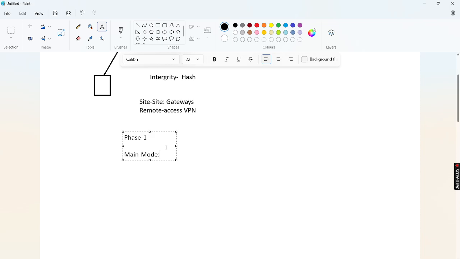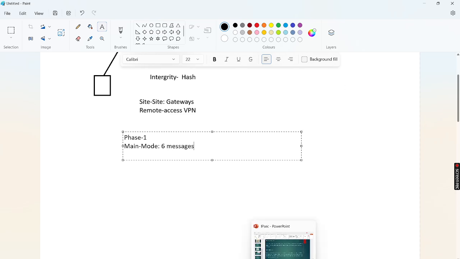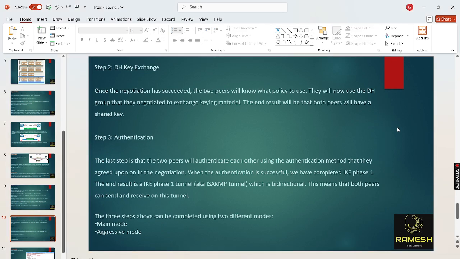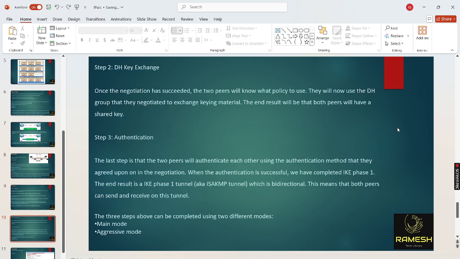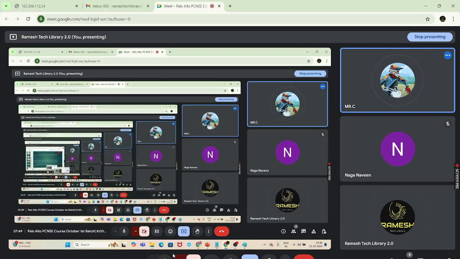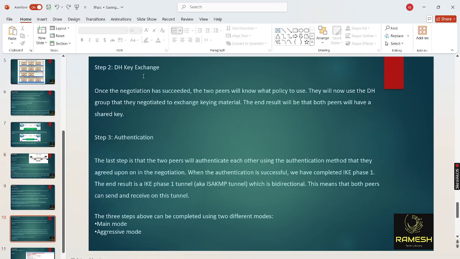We have phase 1 main mode, and we can call main mode a secure method. We have 6 messages. Whatever steps we have discussed here, these 3 steps will be exchanged between the sender and receiver. Yeah, whatever the steps we have discussed here.